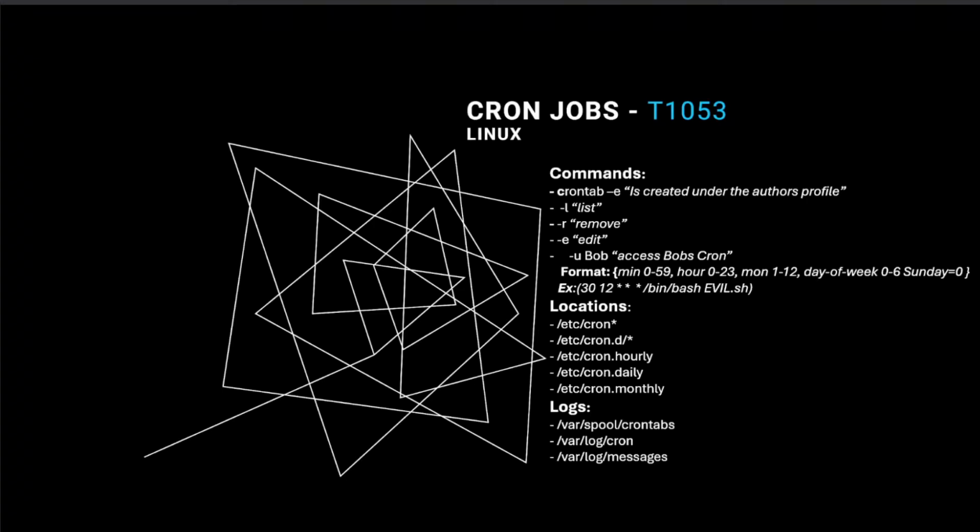Then different cron job locations. So you've got your generic cron, your cron.d, that's more of your global one. And then cron.hourly, monthly, and daily. Then we have var/spool/cron/crontabs, and cron and messages, as other locations to go hunt and look for different strings related to persistence mechanisms.